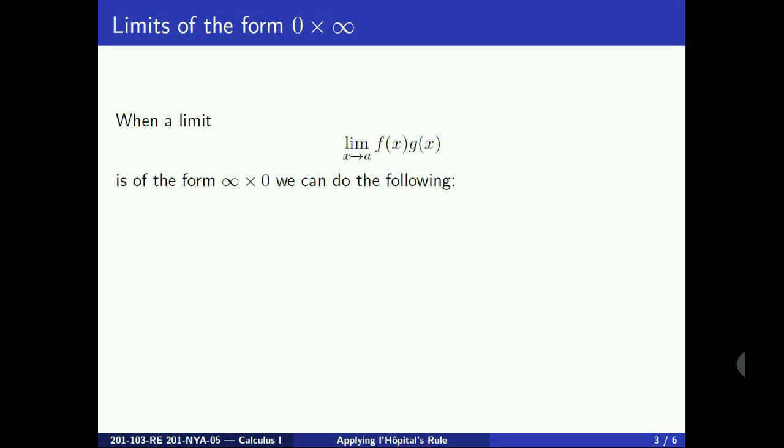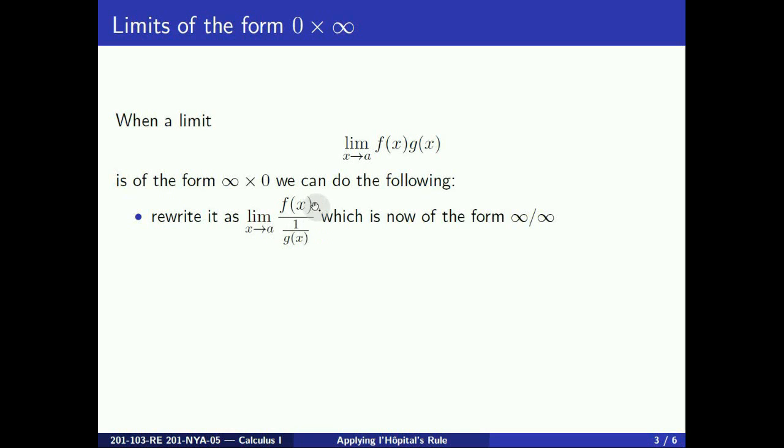Now we discuss other types of limits. So now when we have a limit of f of x times g of x as x approaches a, and it is of the form infinity times 0, we can do the following. We can send g of x in the denominator and rewrite the entire expression as the limit of f of x over 1 divided by g of x.